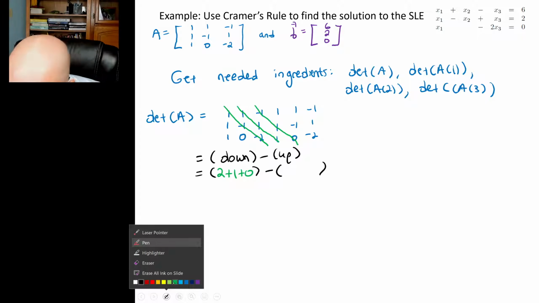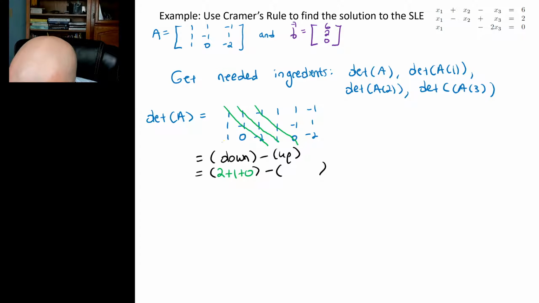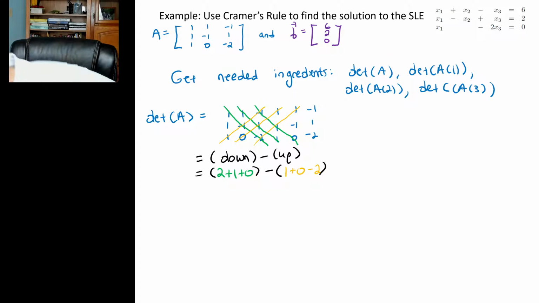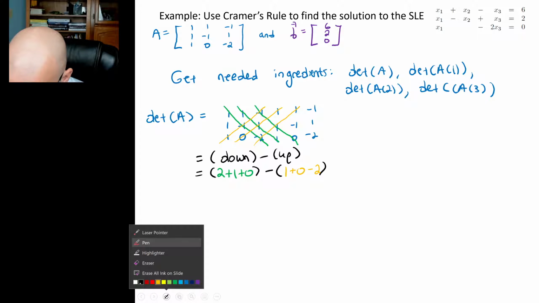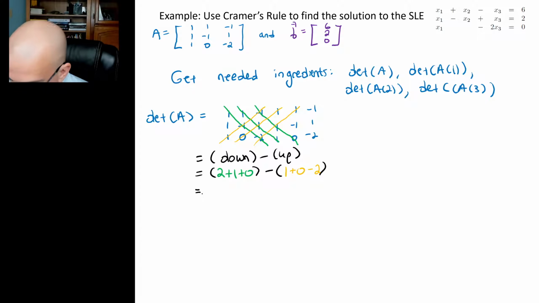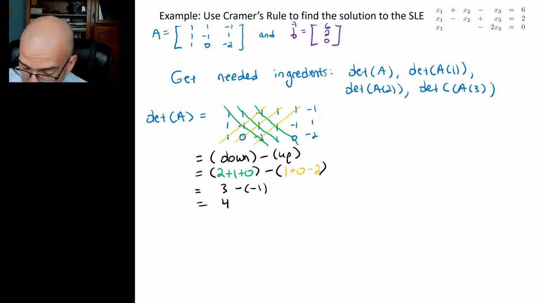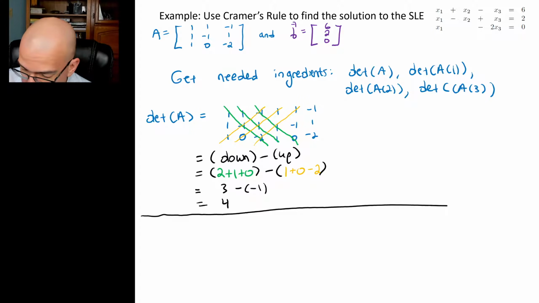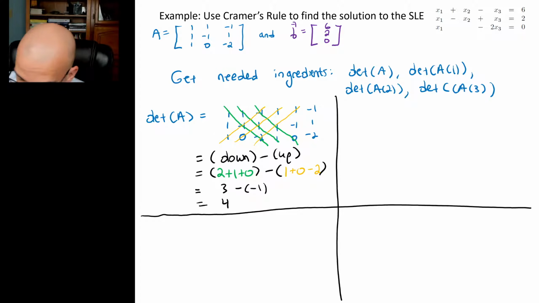So the first up product we have is 1. Negatives cancel. Second up product we have is 0. And the third one we have is negative 2. Now we can simplify. So that will be 3 minus negative 1, which is 4. So that's our first determinant calculation. We're going to have some more.